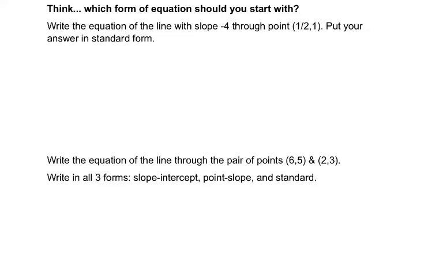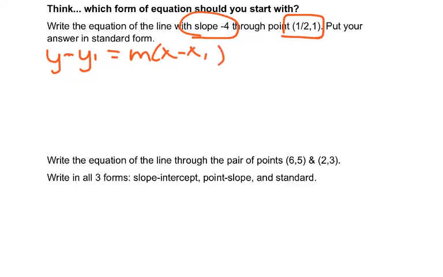Now just because it says to put your answer in standard form doesn't mean that you have to start with that form. Since we're given a slope of -4 and a point (1/2, 1), it makes sense to use point-slope form. So we're going to start with y minus y sub 1 equals m times x minus x sub 1. Our slope is -4. And if we look at our x and y coordinates, our y coordinate is 1 and our x coordinate is 1/2.